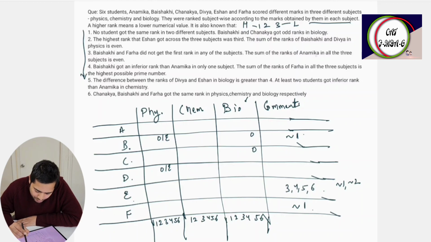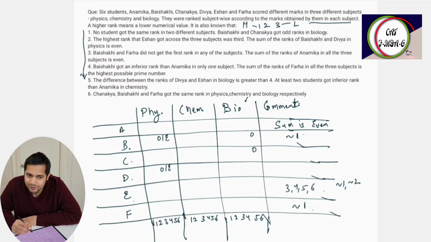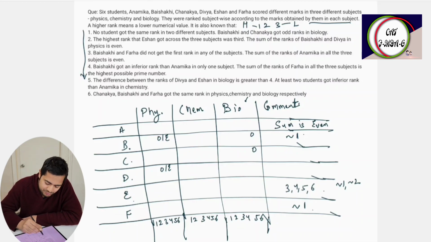The sum of the ranks of Anamika in all the three subjects is even. So this sum is even. Remember that trick: even plus even is equal to even, and odd plus odd is also equal to even. This we are going to follow here also. Now the sum of ranks of Anamika in all the three subjects is even.